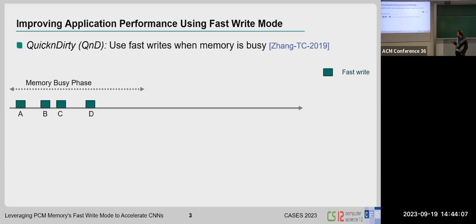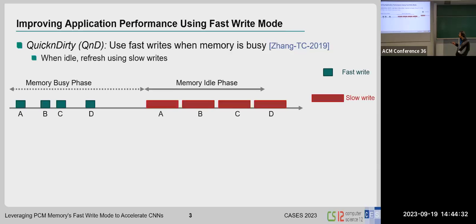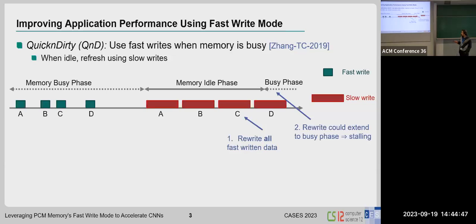Many prior works have tried to use these fast write modes to improve performance. For example, in PACT 2019, there was a policy called quick and dirty. When the memory is busy, it uses fast write modes and reduces the average memory access latency. When the memory becomes idle or relatively idle, refresh is issued. Such a policy does improve performance, but it has two limitations. One major limitation is that the writes that happen in the busy phase are repeated in the idle phase, so writes become duplicated. The other is that this rewriting could extend even into the busy phases, which might cause stalling of the application.